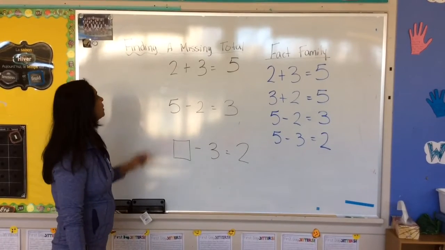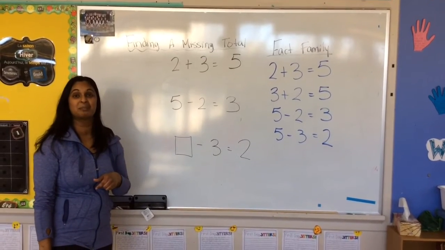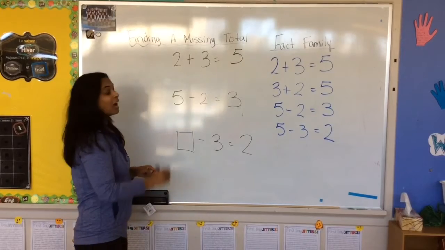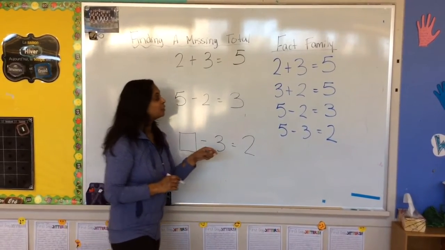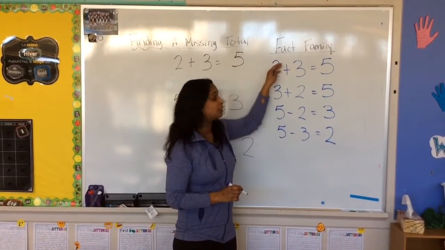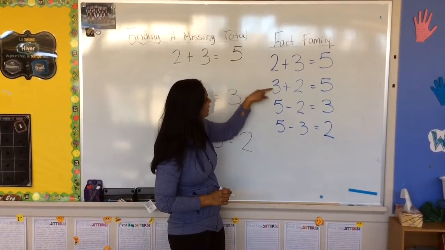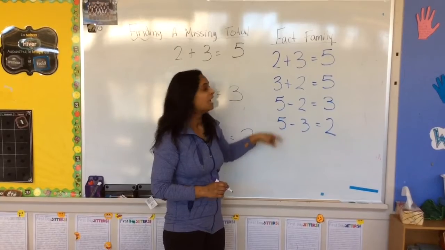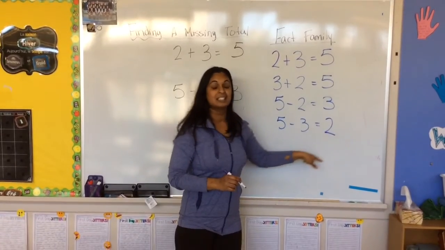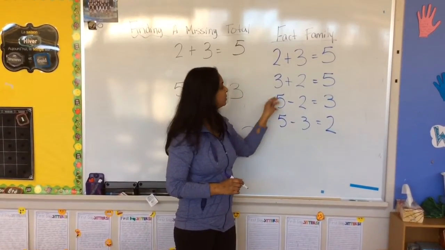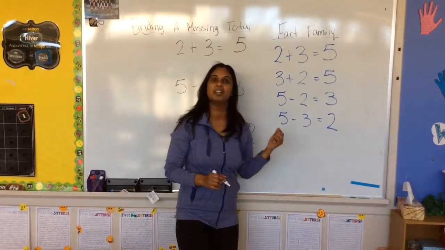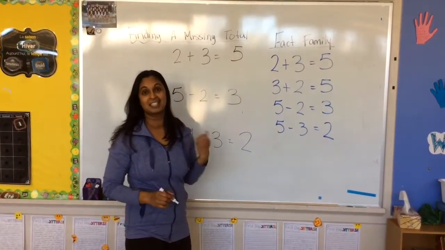Today I'm going to show you how to find a missing total when we're subtracting. So I'm just going to do a little bit of review with you first. I'm going to review with you our fact families here. We know a fact family is made out of 2 adding sentences and 2 subtracting sentences, and that all of these number sentences are related to each other. They use the same 3 numbers, and we can often use one of these number sentences to help us solve another.